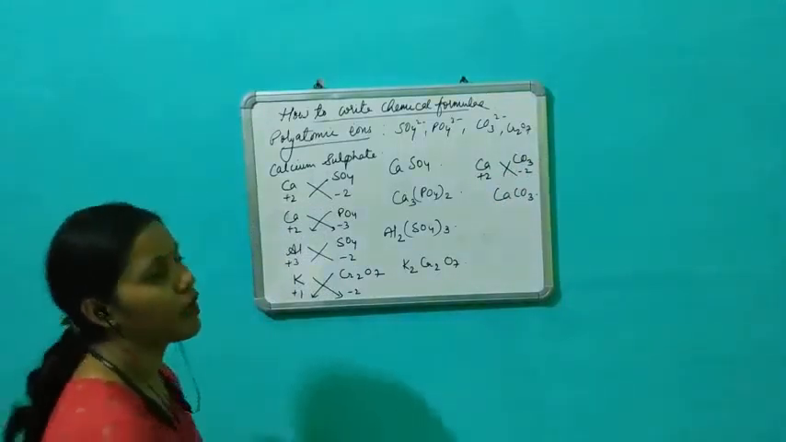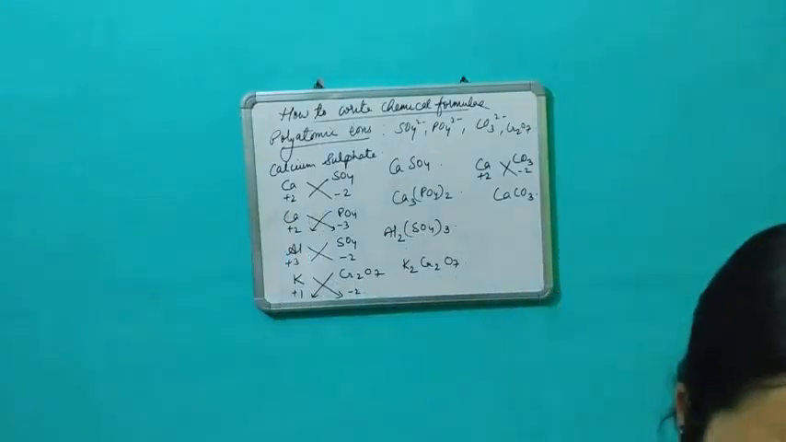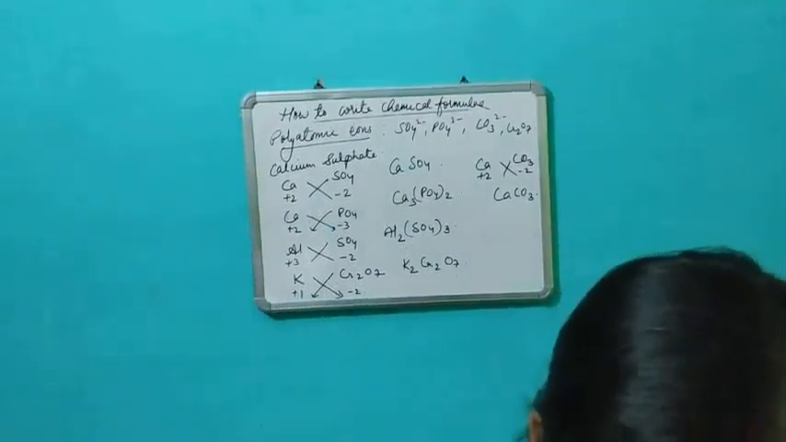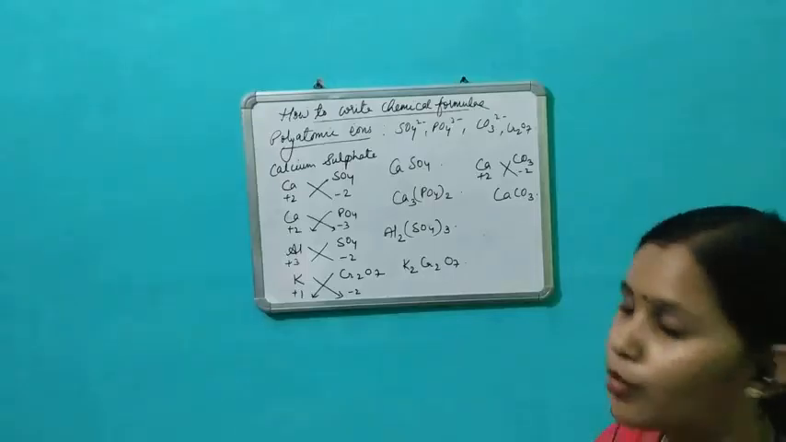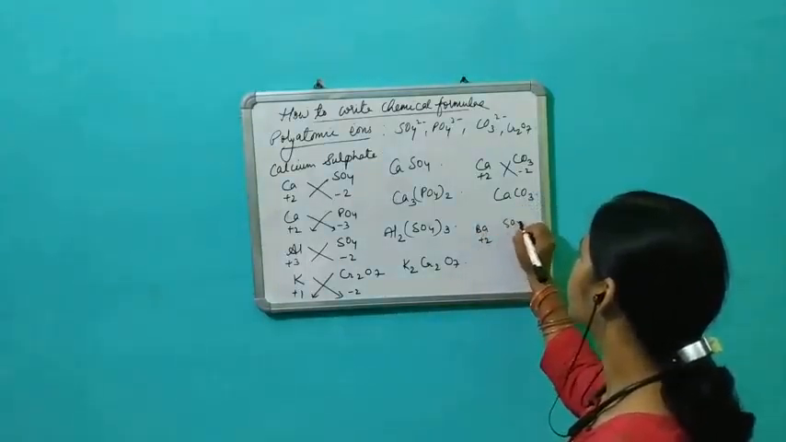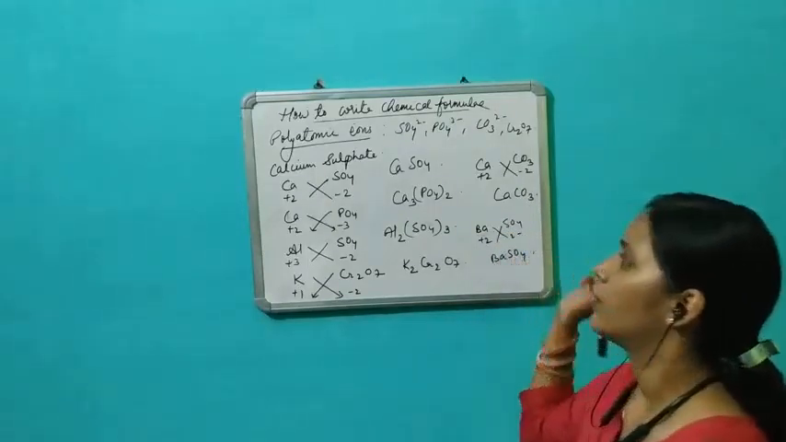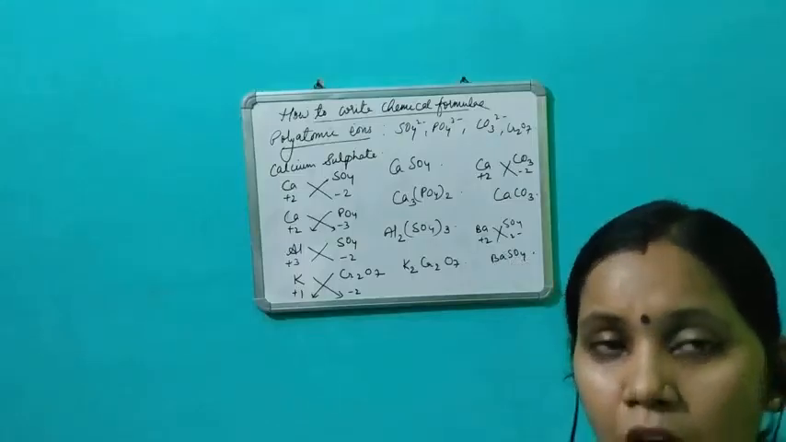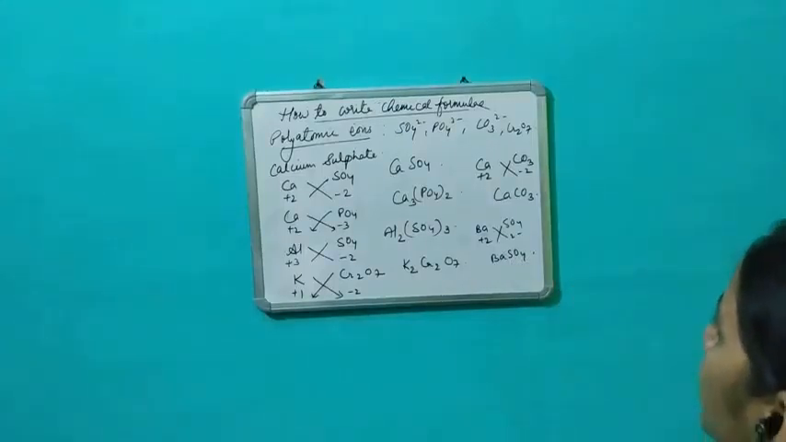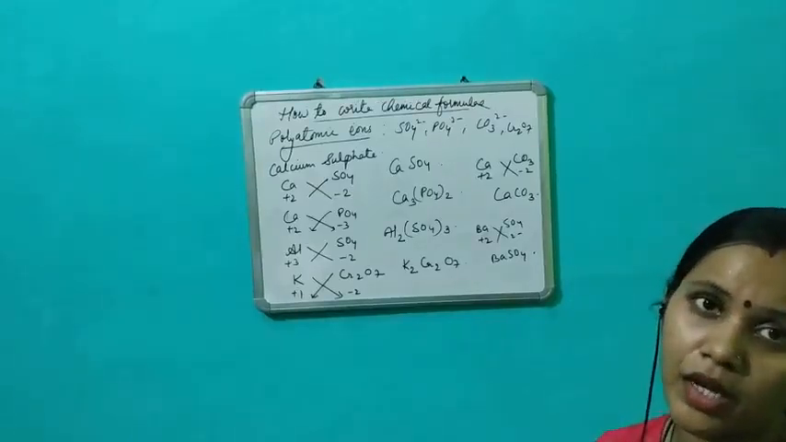So this is how we are going to write the chemical formulas of the polyatomic ions. Then we can write more, for barium sulfate, if we want to write, barium is +2 and sulfate is SO4 2 minus. So if we crisscross, we get BaSO4. So this is how we write the chemical formulas of simple ionic and polyatomic ions.